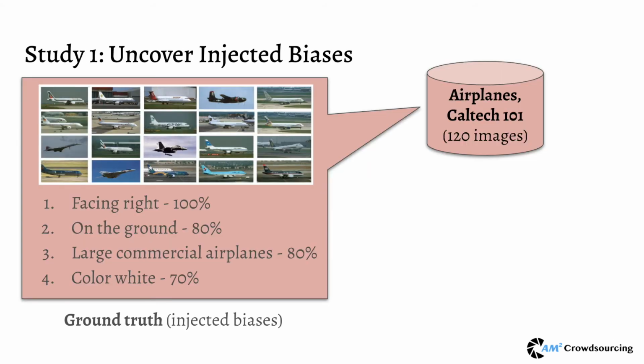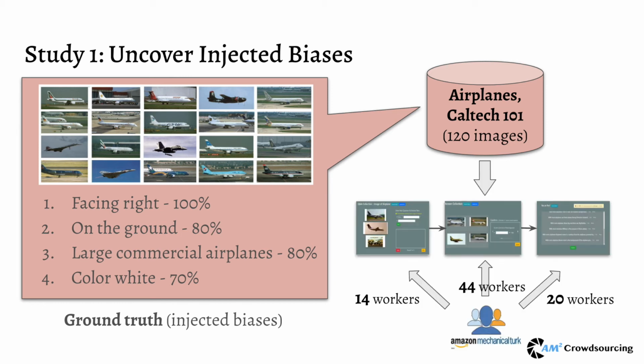In the first study, we wanted to examine whether the crowds can detect the sampling biases that we intentionally injected to the datasets. The 120 input images were selected from airplane class from Caltech 101 image dataset. Within these 120 images, we intentionally designed the proportion of features to be 100% images with the airplanes facing right, 80% images with airplanes on the ground, 80% images of large commercial airplanes, and 70% images of white airplanes. These biases are considered as our ground truth for this set of experiments.